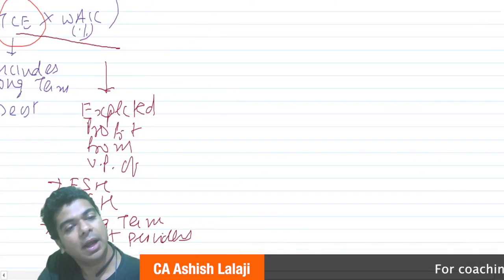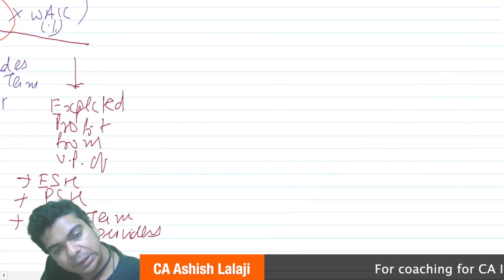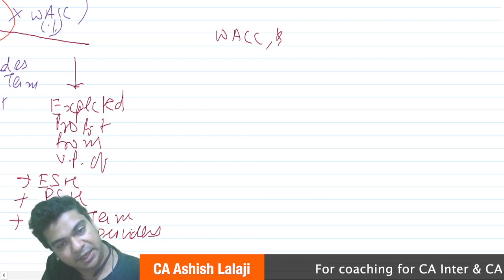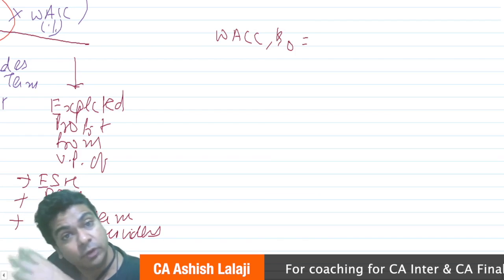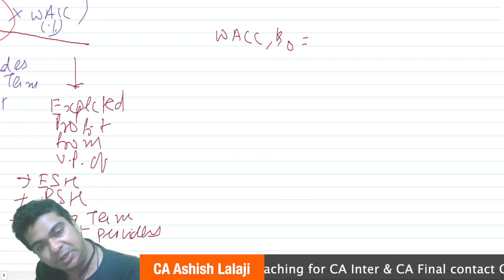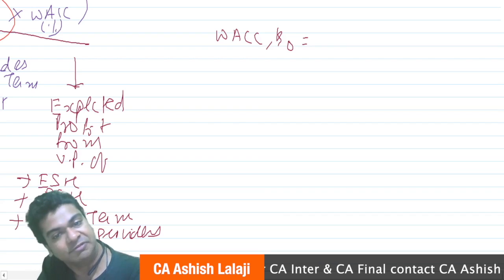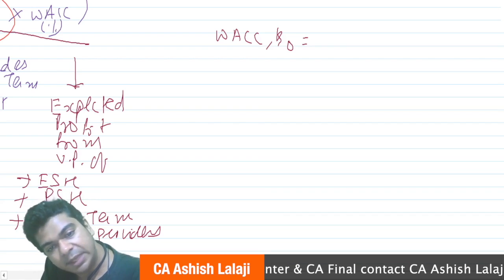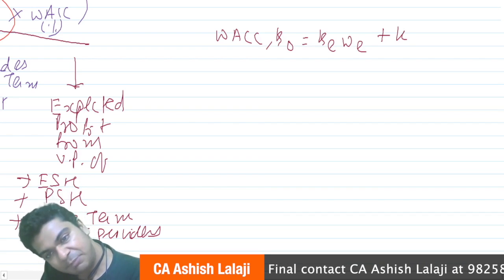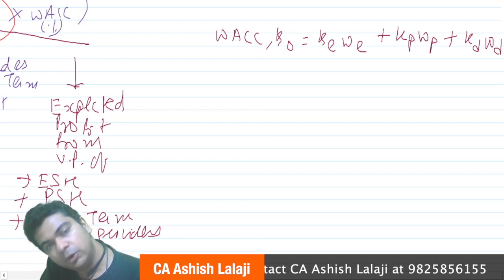Finally, how to work out the WACC? Weighted average cost of capital. Everyone knows how to calculate it, right? Try to recall, you must have learned in CA Inter how we work out the cost of capital. Even in graduation also, you must have learned how to calculate the cost of capital, right? It will be cost of equity into its weight, cost of preference shares into its weight, and cost of debt into its weight.